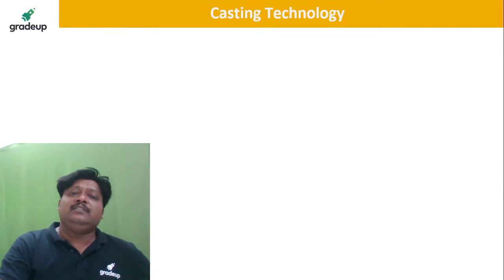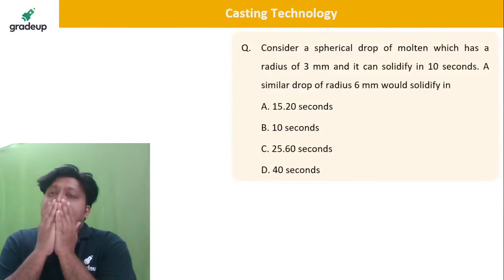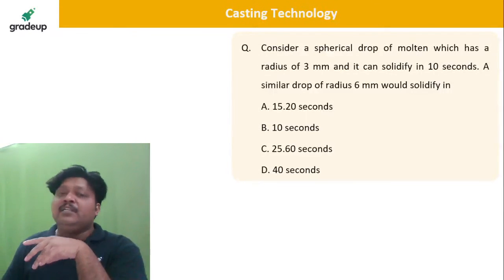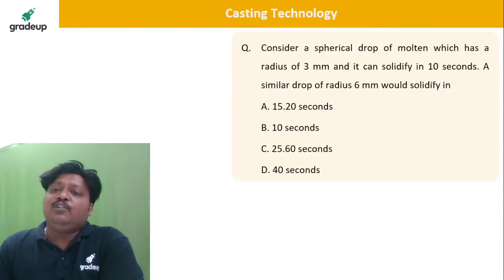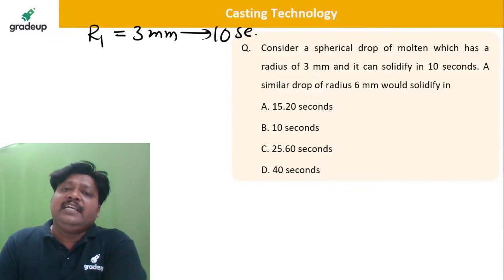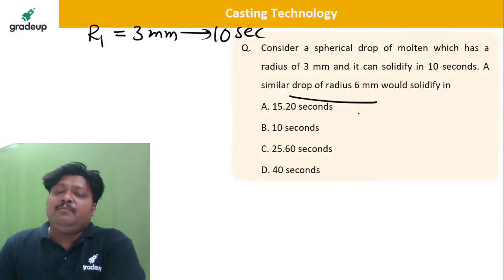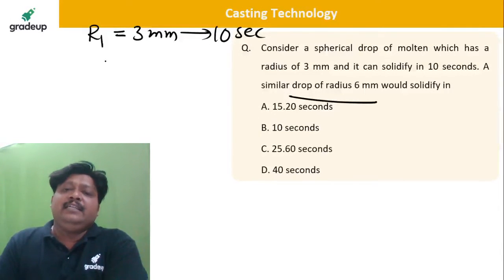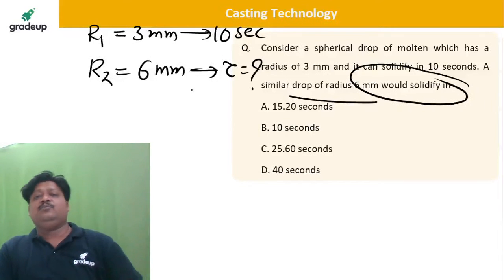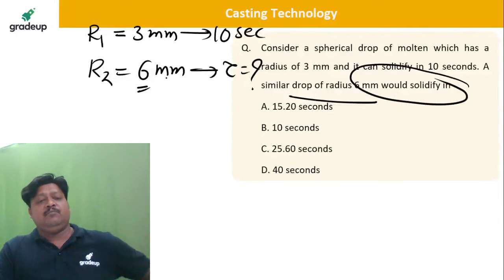Yes, next question, dear students. Based on this we are having this question on Chvorinov's rule, how to calculate solidification time. Consider a spherical drop of molten metal which has a radius R1 of 3 mm, and it is going to solidify within 10 seconds. A similar drop made of the same molten material has a radius of 6 millimeter, and they are asking how much time it will require to solidify. So what is tau for the spherical drop of molten metal having the radius 6 mm?